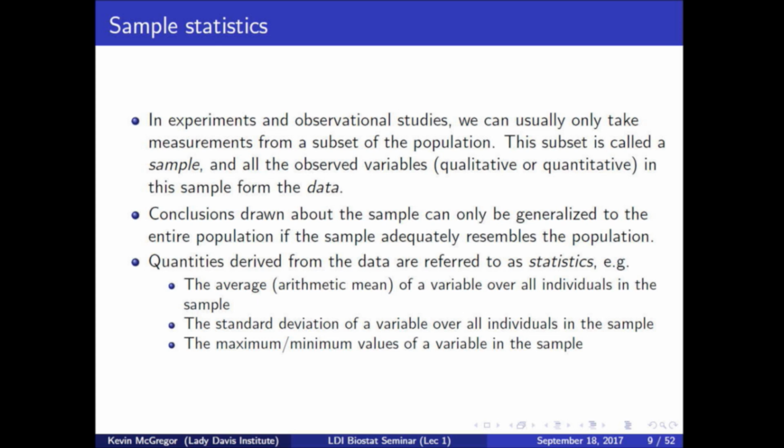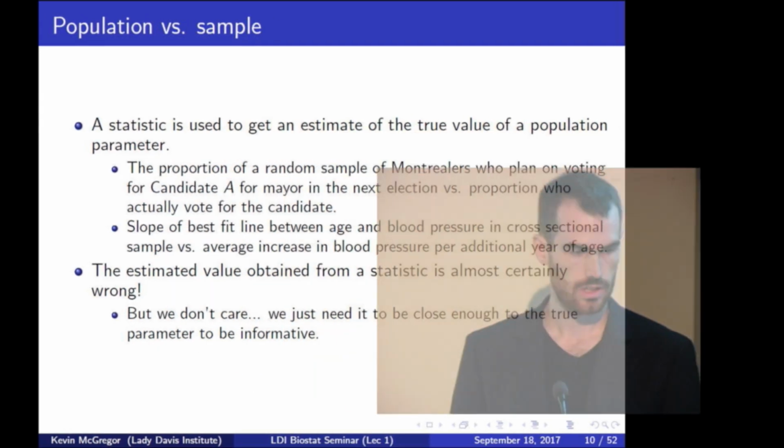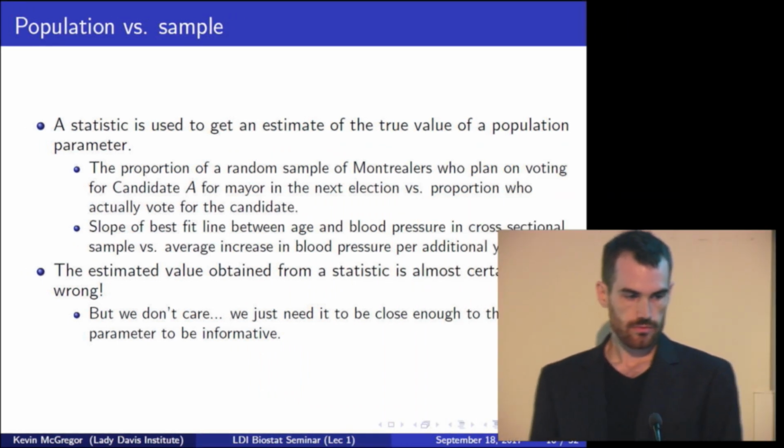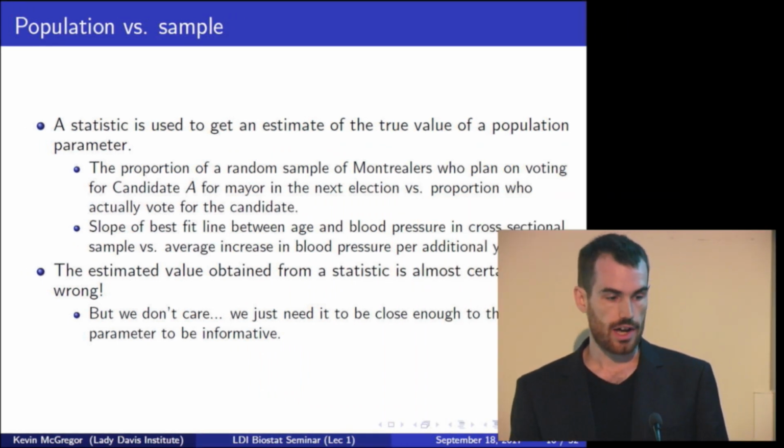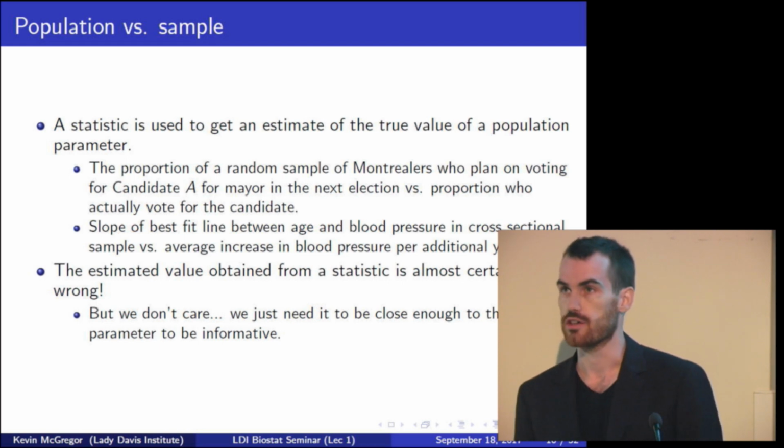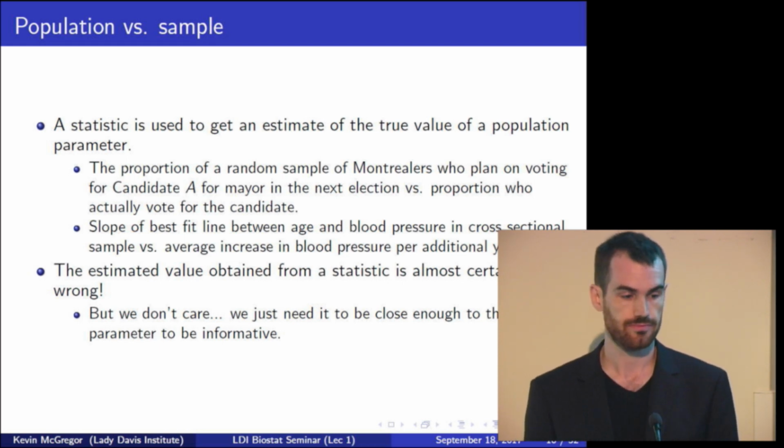So, some examples of statistics. If we just take the average of a variable over individuals in our sample, or do the same with the standard deviation, or even things like the maximum and minimum values of a variable in a sample, those are also statistics. And we use statistics to try to get estimates of the true values of the population parameters.